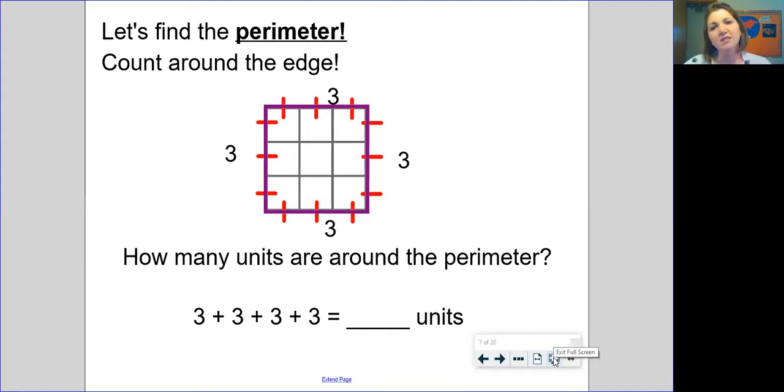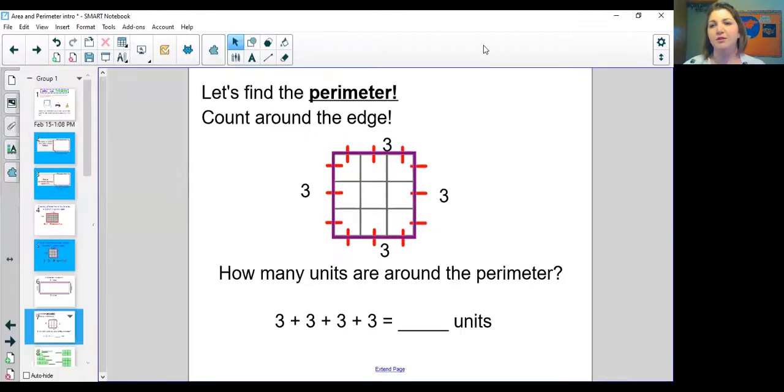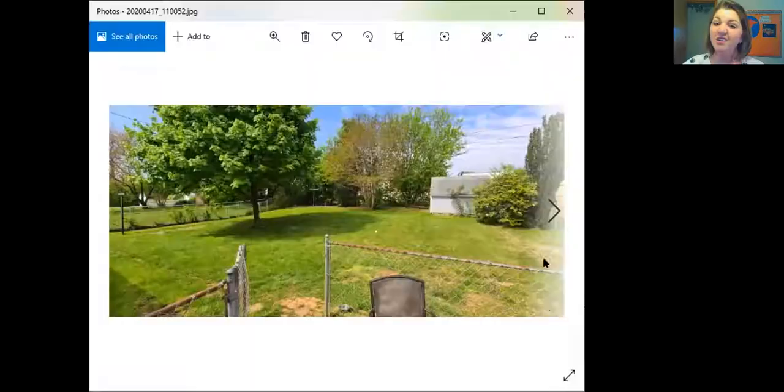Now, why do we need to know area and perimeter? There's a very important reason we need to know area and perimeter. If you take a look, there's my backyard. But what does that have to do with area and perimeter? Well, you're going to find out. So hold on to your horses.